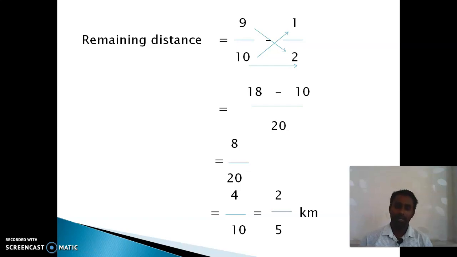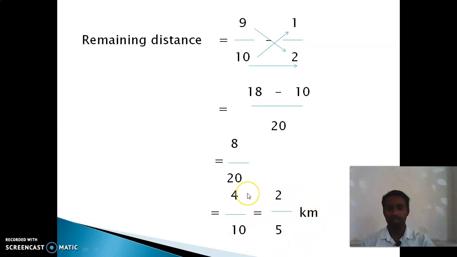8 divided by 20, shall we cancel? In any table, which table will it be divided? Both 8 and 20 should be divisible by a common number. Shall we check with 2? The 2 table will divide. How many 2s are 8? 1 two is 2, 2 twos are 4, 3 twos are 6, and 4 twos are 8. How many 2s are 20? 10 twos are 20. So I have written 4 by 10.